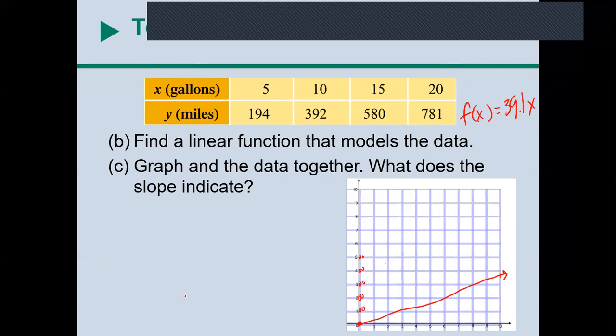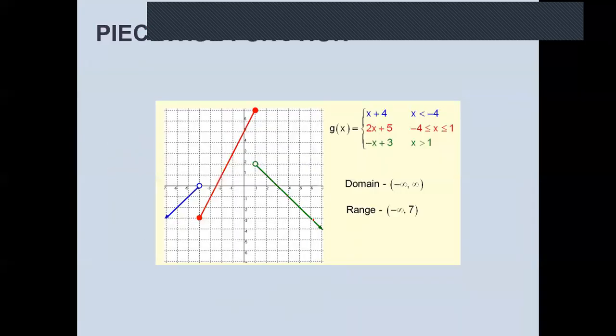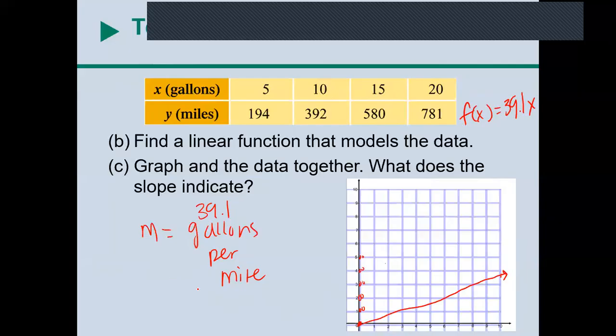And again, what does the slope represent? Slope represents gallons per mile. So slope equals gallons per mile. And our gallons per mile is 39 and 1/10 gallon per mile.